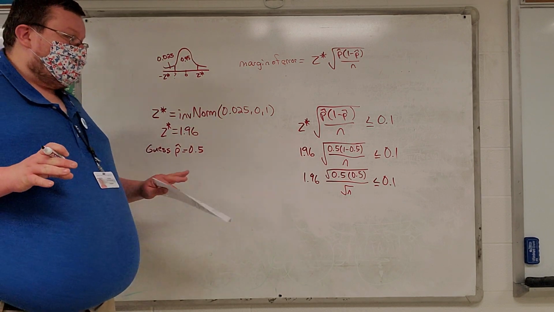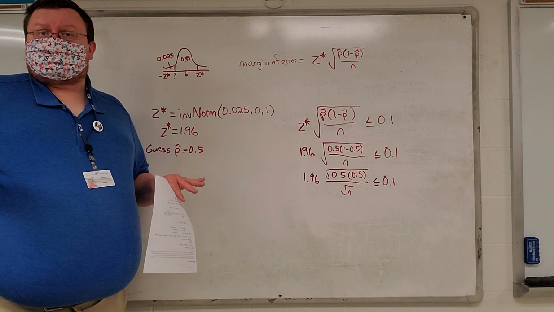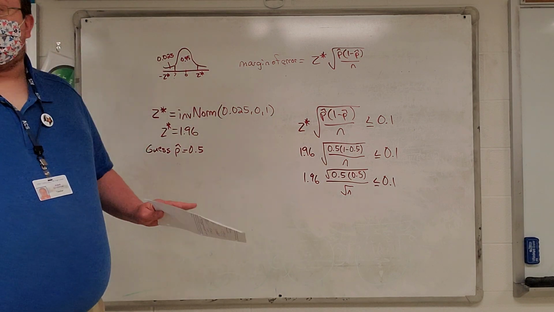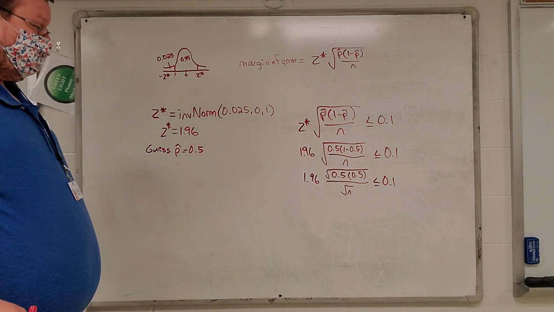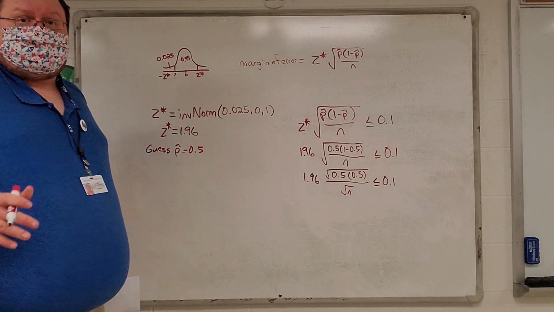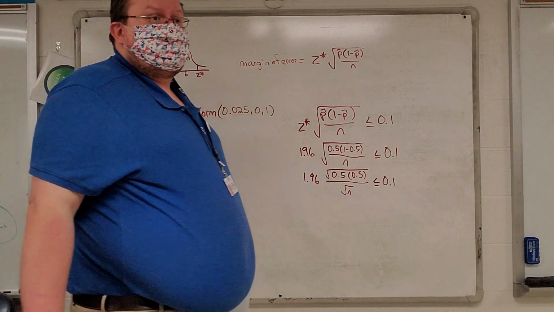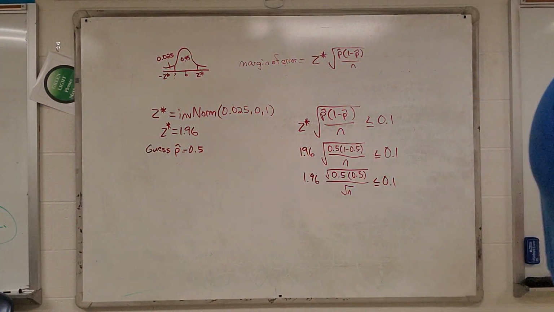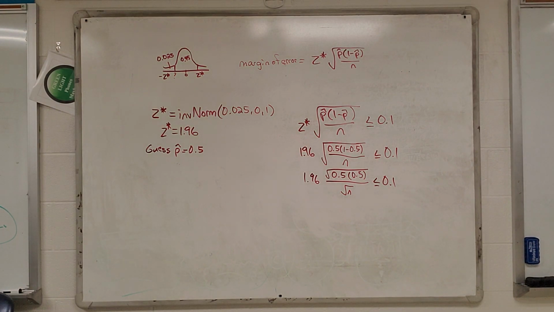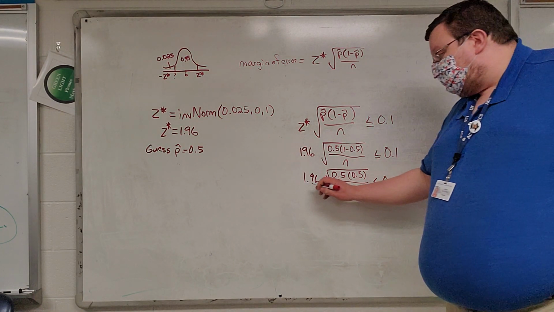You can't really use the calculator here. You gotta do a little bit of algebra first before you can plug into the calculator. We don't have the n isolated. We gotta get the n by itself, the variable by itself. We know this from algebra. So we'd have to multiply both sides by the square root of n.